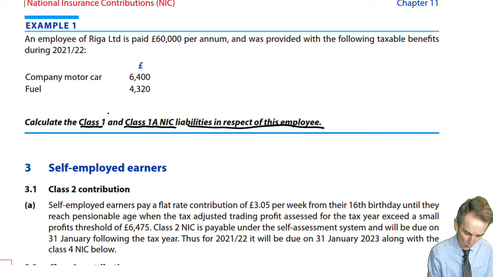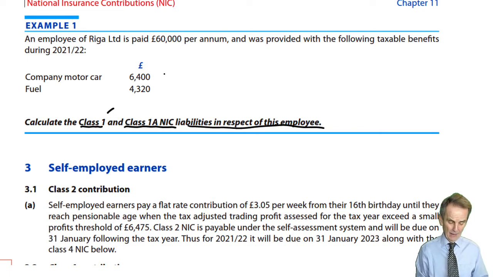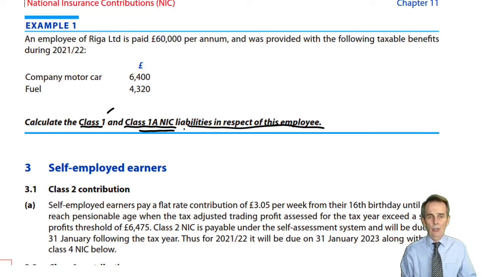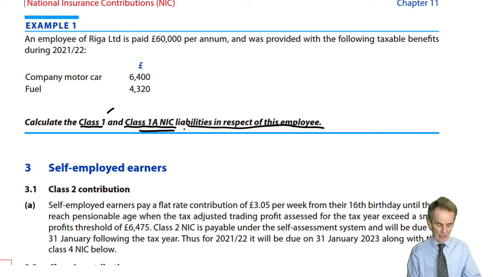Calculate the Class 1, that would be the employee and the employer. Calculate all of them: Class 1 employee, employer, and then Class 1A NIC. It could have just said to calculate the employee Class 1 contributions, or just to calculate the employer Class 1 NIC contributions. So read that question carefully.